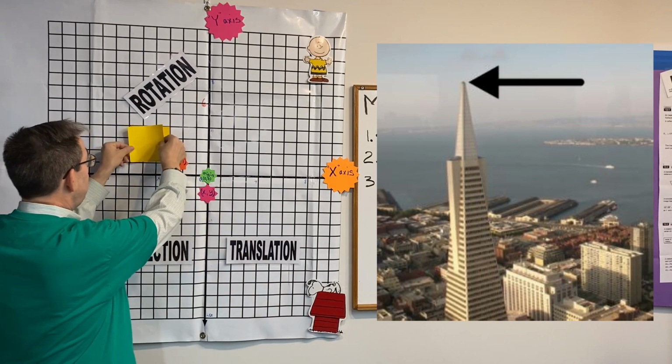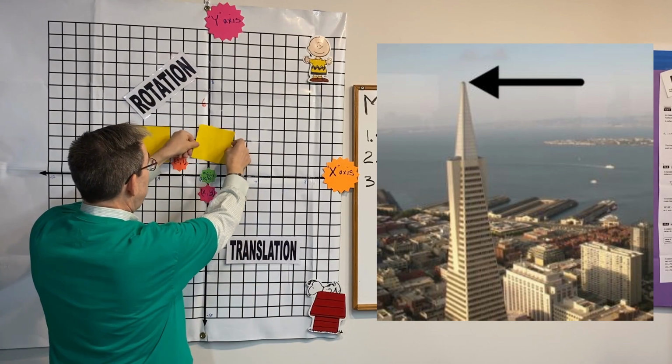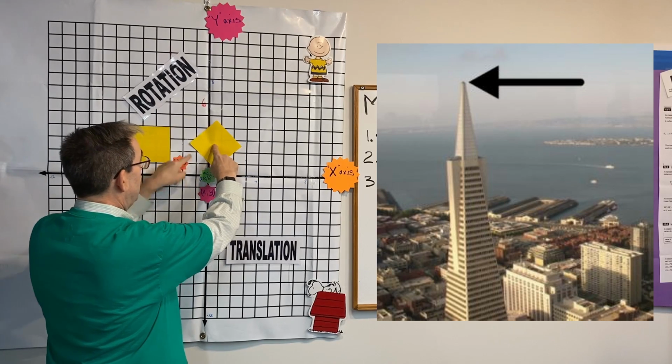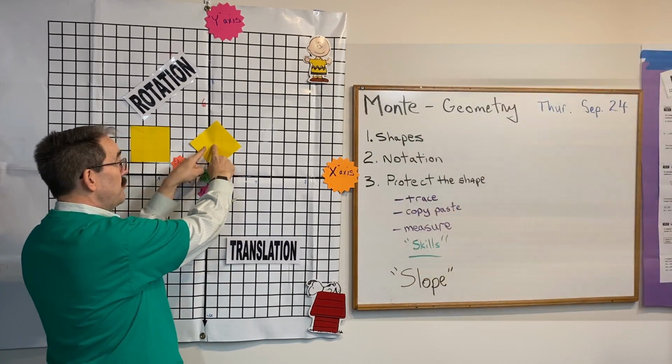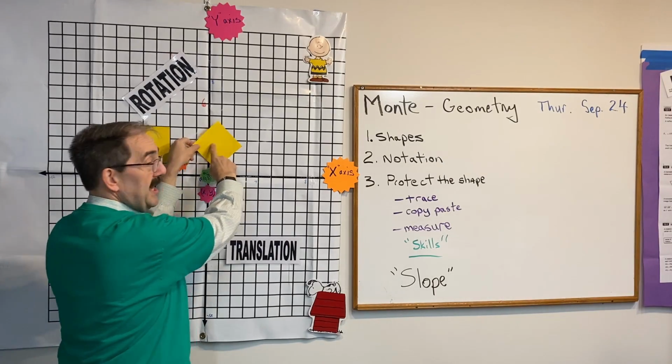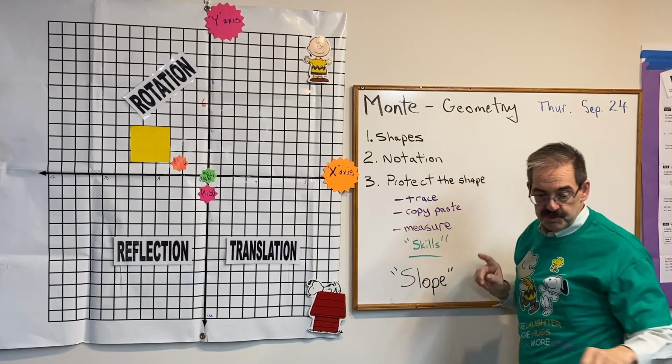What happens if I take this shape and I rotate it? If I rotate it 45 degrees, can I still mathematically prove that this shape is the same as that shape? So that's where we're headed, all right? So let's just do one real quick.